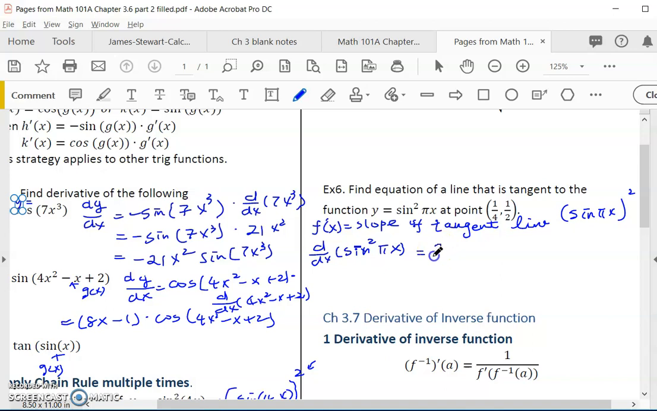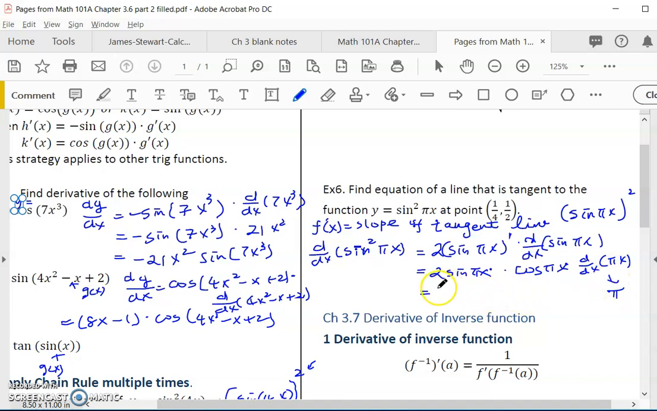So do the general power rule, 2 sine pi x, the inside to the power 1, right? And then I do d/dx of sine pi x. Now when I do d/dx of sine pi x, the outside is sine now. So that would equal 2 sine pi x to the power 1, which means just sine pi x, times cosine pi x, right? And then times d/dx of the inside, pi x, which is pi. So this becomes 2 pi sine pi x cosine pi x. These are all constants.